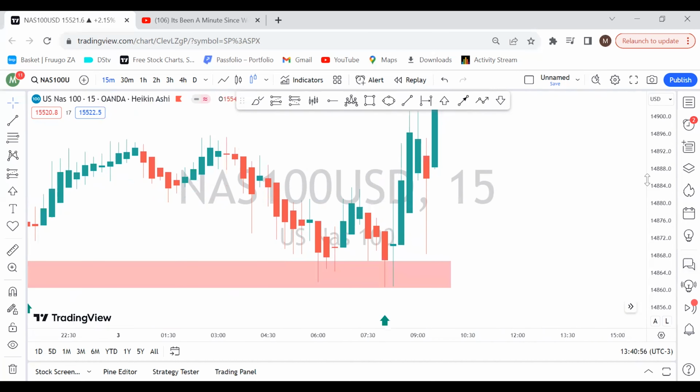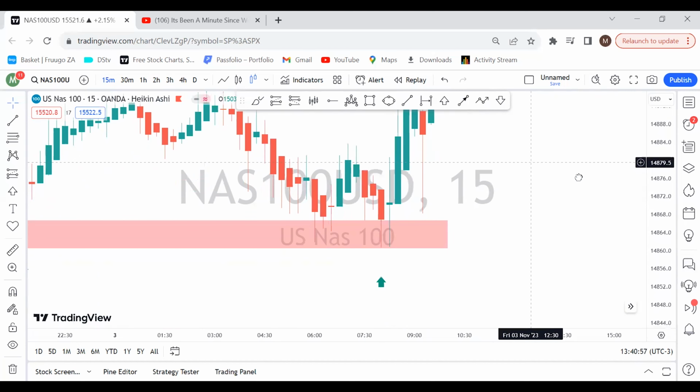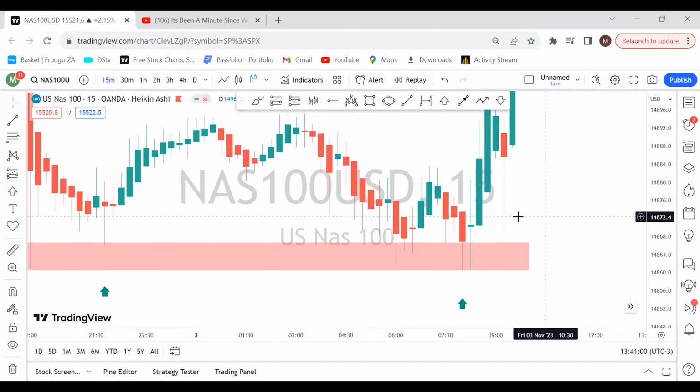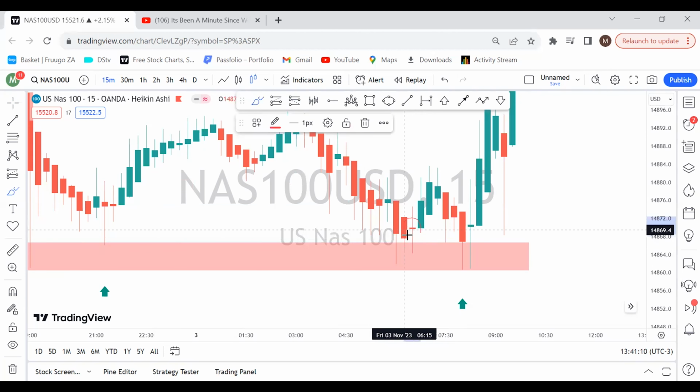Okay, let's just zoom in. So you can see with this one, this was our first reversal candlestick, this one right here. Let me just circle it so you can see it properly. Right there, you can see it now.